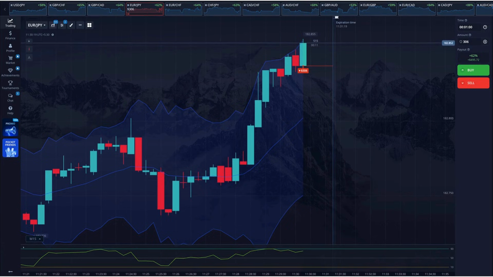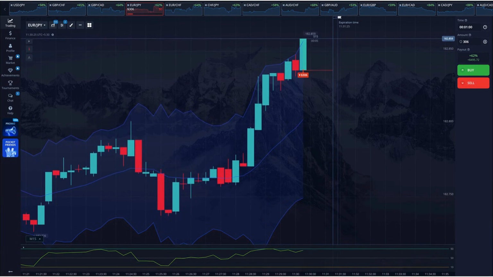Look closely at that candle. Did it close completely outside the upper Keltner channel? No. It was still touching the line. I entered this trade too early. This was impatience. This is what you should avoid. But watch what happens next.